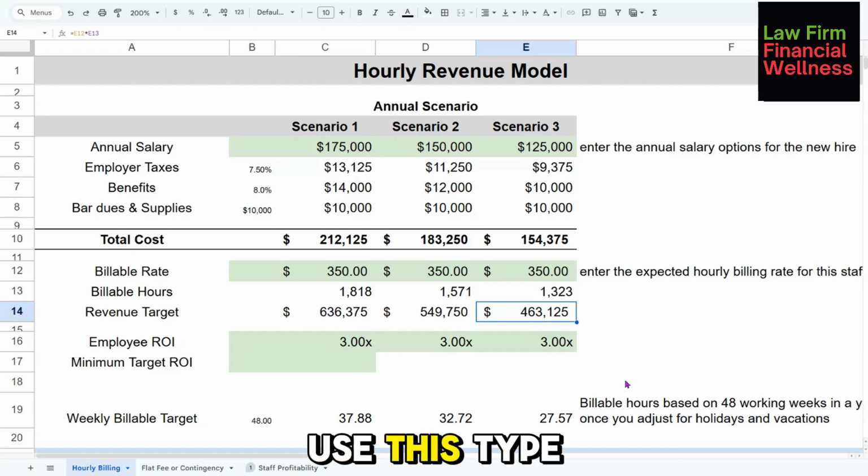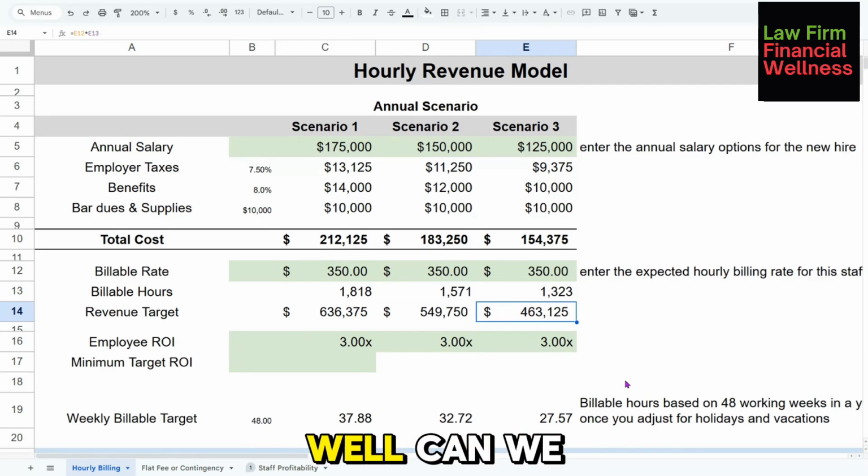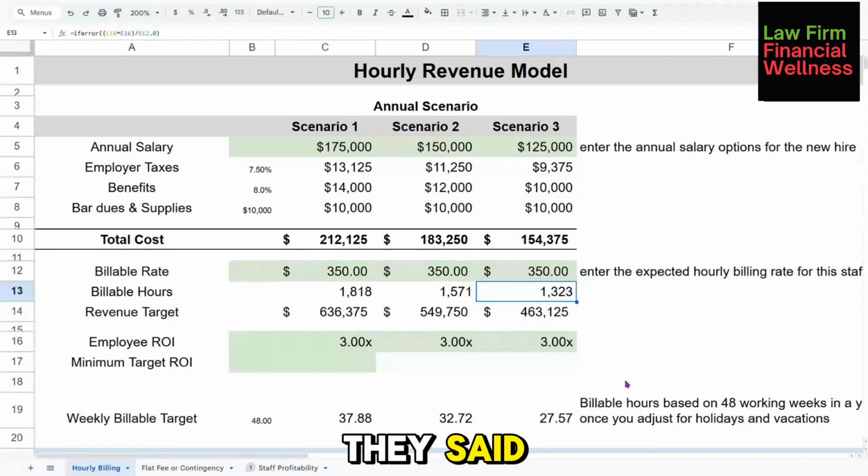When you use this type of tool, and you're in the process of trying to make an offer to a new attorney and they come back and say, hey, can we do this salary? Instead of having to think on your feet to figure it out, especially if it's virtual, you can just pull up this calculator, plug in whatever numbers they said, and see how the math works out.